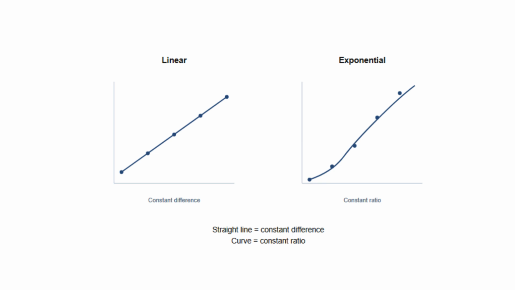So the visual difference is critical. A straight line signals constant difference. A curved shape that steepens signals constant ratio. When you train your eye to notice this distinction, you no longer guess. You recognize the pattern. And once you recognize it, the answer becomes structural, not computational.